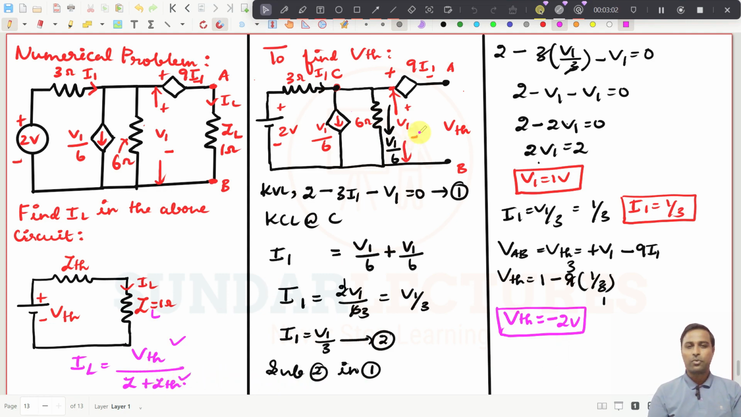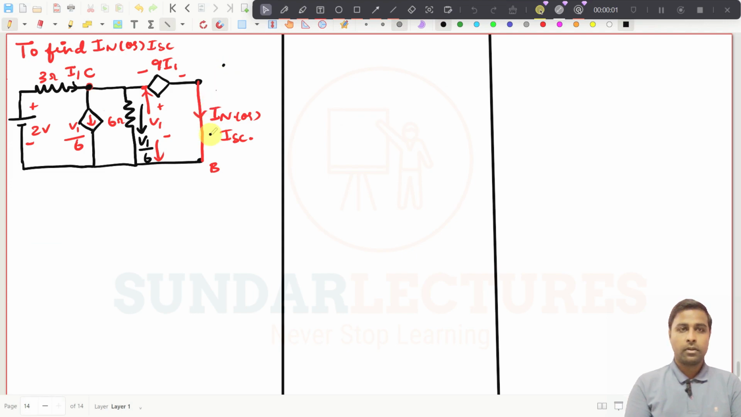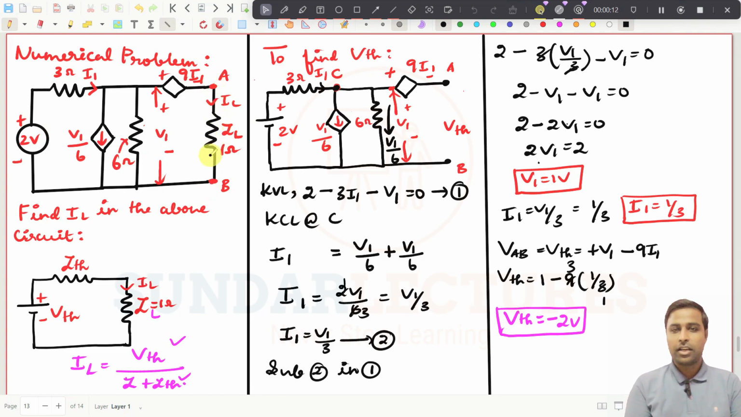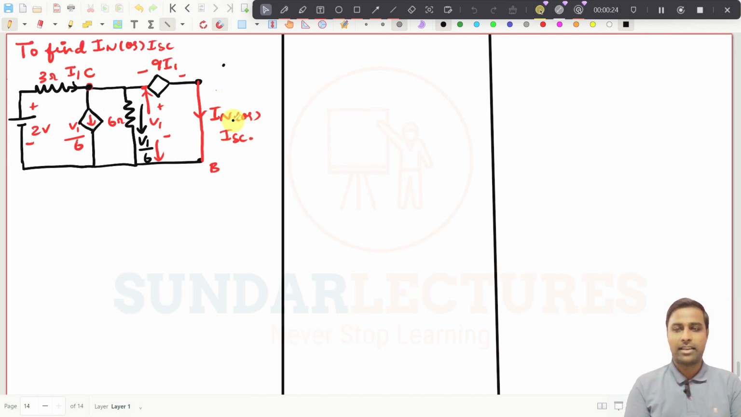So simple, right? So what you do now, find ISC by short circuiting this load resistance. Then you divide VTH by IN and you will get ZTH. Find it, put it in this expression. That is very simple, right? So we will take this circuit again. And now you see, we have taken the circuit to find the short circuit current. So on the load side, you need to short circuit, and find the current flowing through that particular short circuited branch as IN or ISC. We know this one, right?